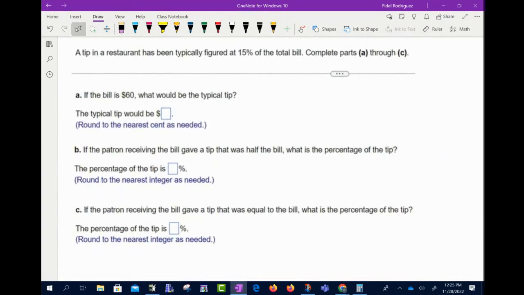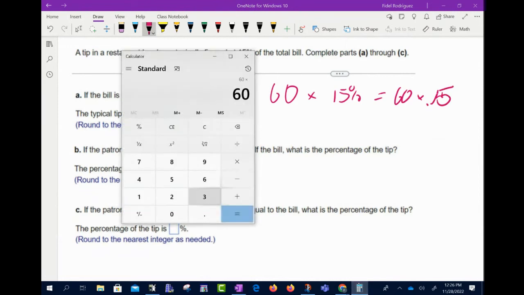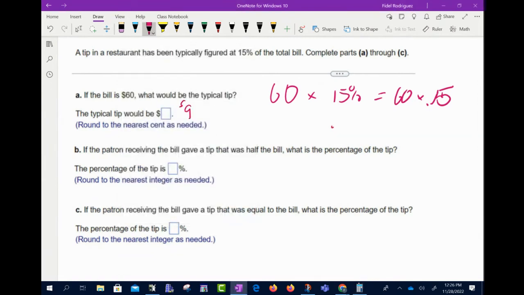Okay. So the next problem here says a tip in a restaurant has been typically figured at 15% of the total bill, complete parts A through C. And it says if the bill is $60, what would be the typical tip? Okay, so we're going to take 60 and we're going to multiply it by 15%. And remember, 15%, y'all, is 0.15. So 60 times 0.15, $9, okay? So the tip would be $9, okay?